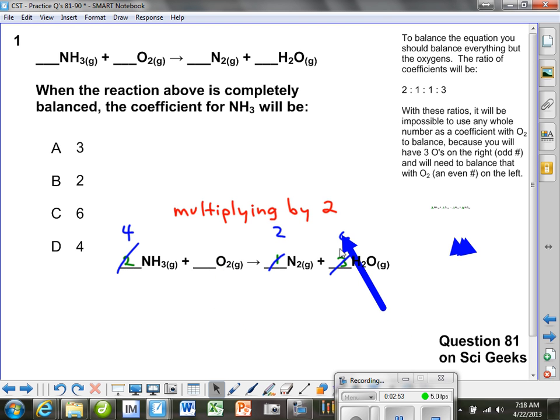But now, because I have an even number of oxygens, which is 6, it gets to be very easy to finish off the balancing. And now the oxygen here is going to be 3, and that would give us 2 times this 2 times this 3 is 6, just like this 6 times this 1 is 6. And now we are in balance. And so now we can actually answer the question. It says, when the reaction above is completely balanced, the coefficient for ammonia is going to be 4. And so 4 is our correct answer.